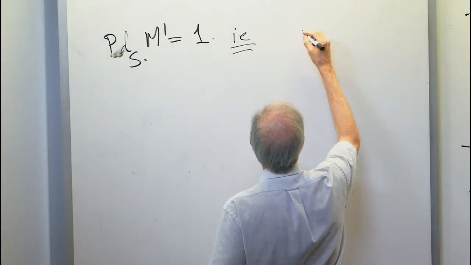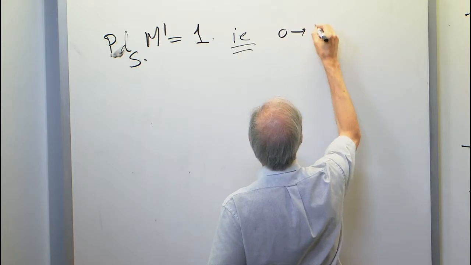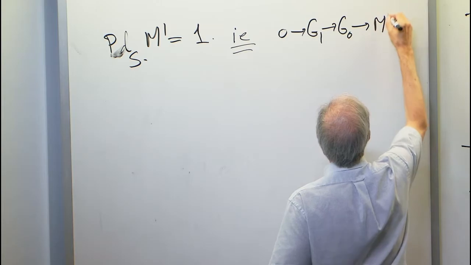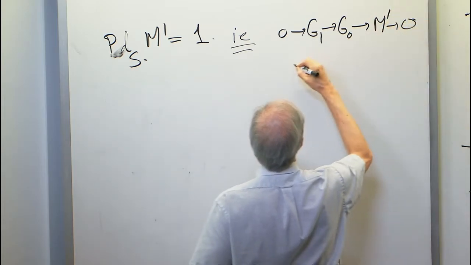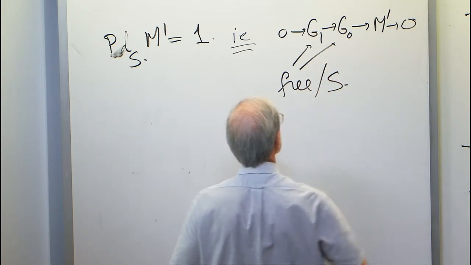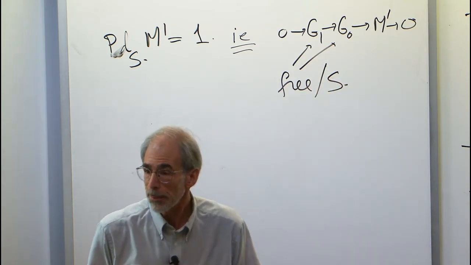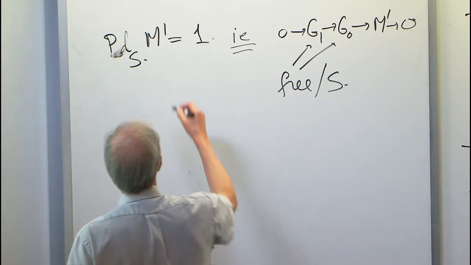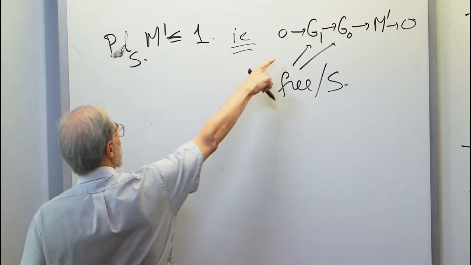I can write 0 to G1 to G0 to m prime to 0, where G1 and G0 are free over S. Do you want to have at most one? At most one, yes. That's the same statement, however.